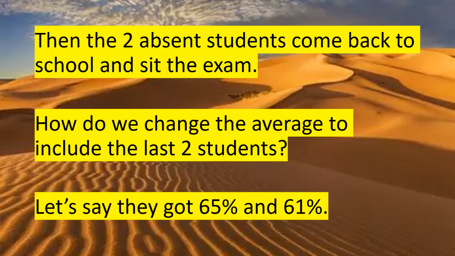Then the 2 absent students come back to school and sit the exam. How do we change the average to include the last 2 students? Let's say they got 65% and 61% in their exam.